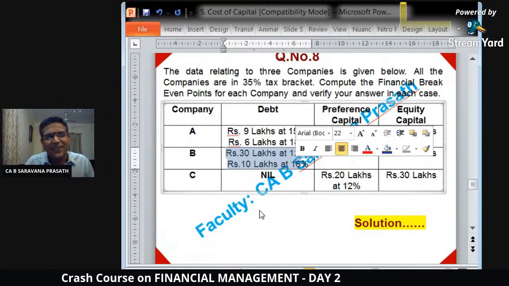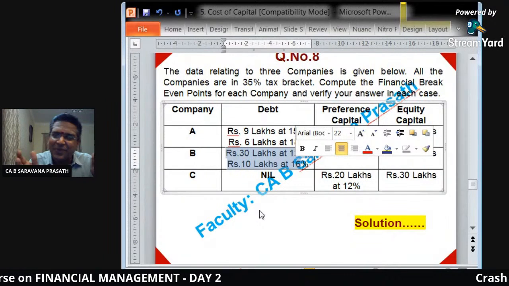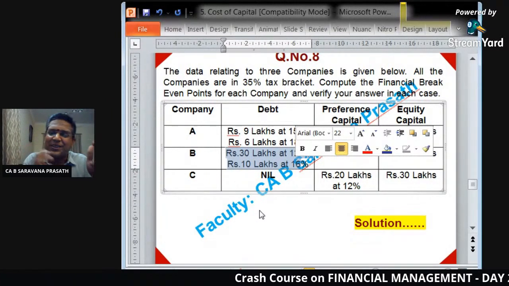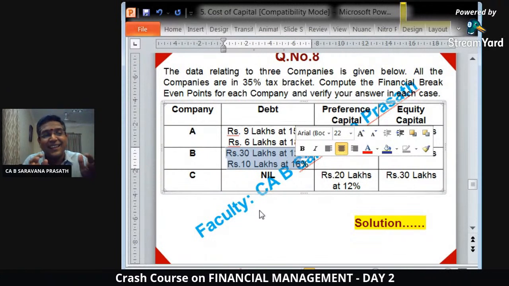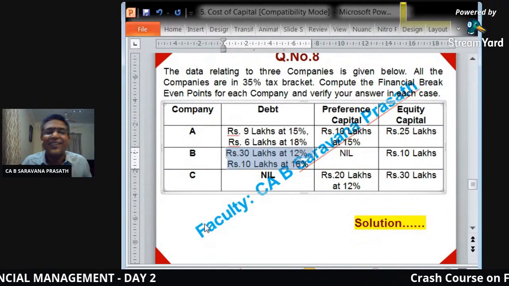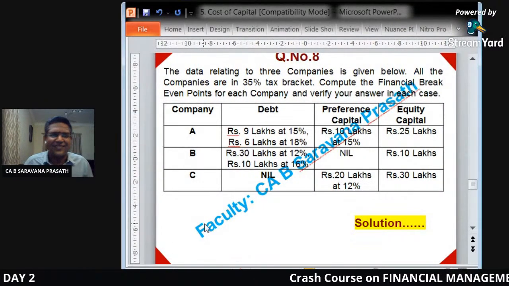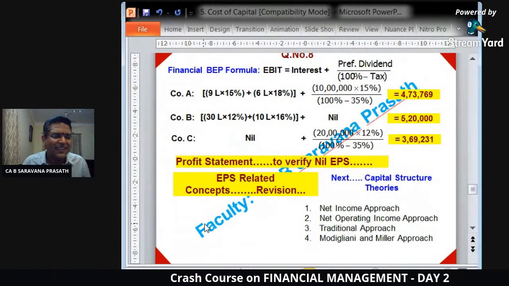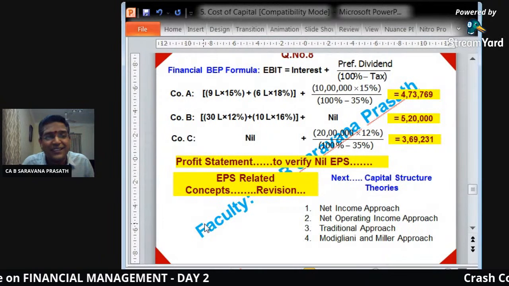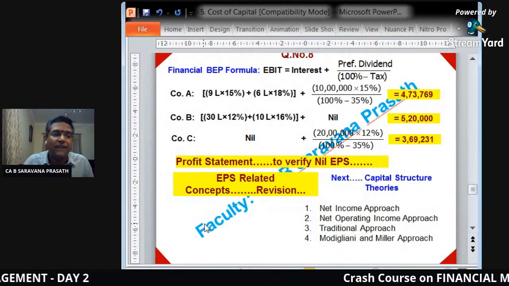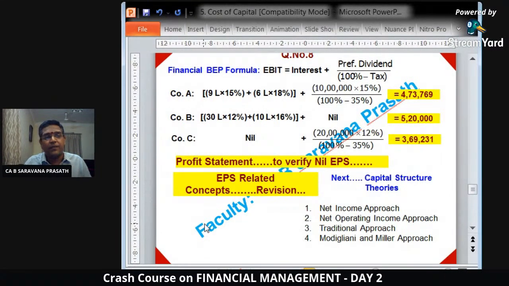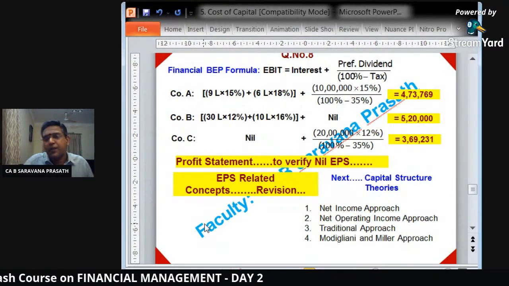So there is a need for balancing whether to borrow or whether to go in for own funding. This is explained in the concept called capital structure theories. We now come to the last part of this chapter, namely capital structure theories. There are four theories, four concepts which explain what should be the best combination of debt and equity.